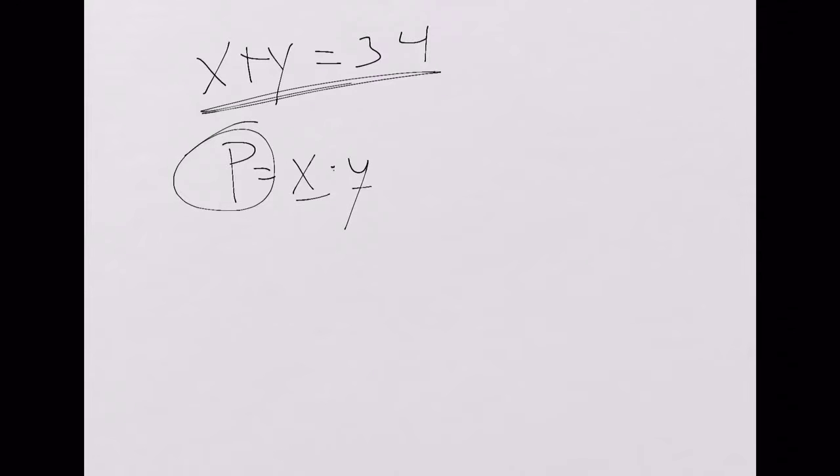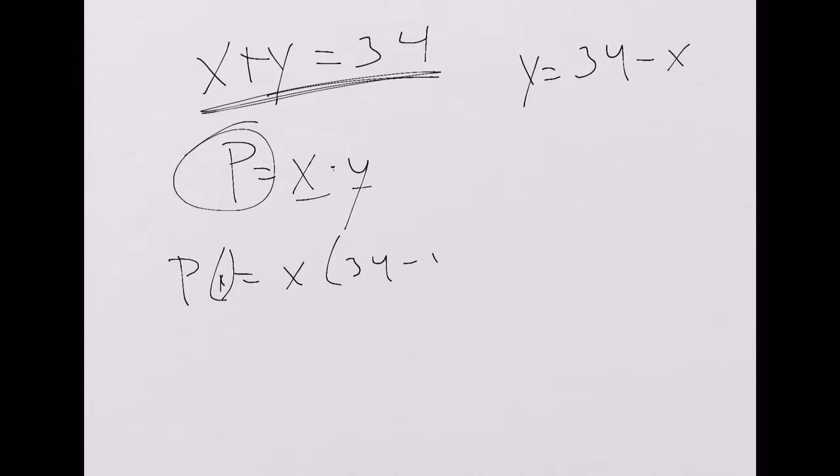So why don't we manipulate one of these? Let's solve for the y value. You could do it either way, but I'm going to solve for y. And now my profit equation is x times 34 minus x, because I substituted what y is, 34 minus x. So now I could graph this and find where that maximum occurs.